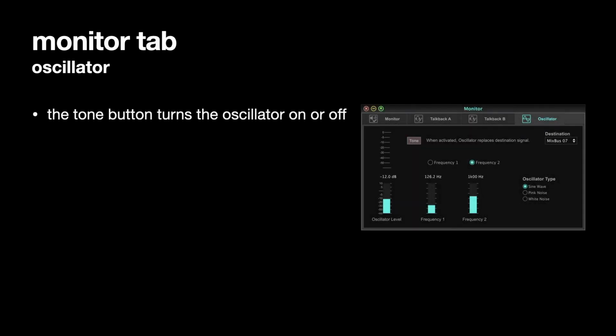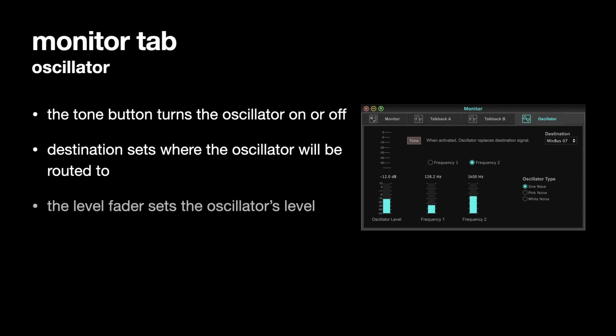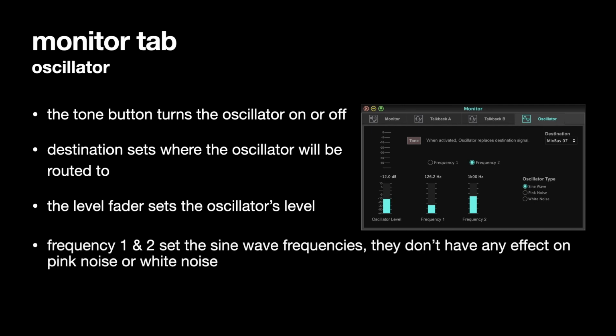The monitor tab also has an oscillator. The tone button turns the oscillator on or off. Destination sets where it will go to, where the oscillator will be routed to. The level fader sets the oscillator's level, so how loud it is. And frequency 1 and 2 set the frequency of the sine wave, but if you have pink noise or white noise, they don't have any effect on pink noise or white noise.